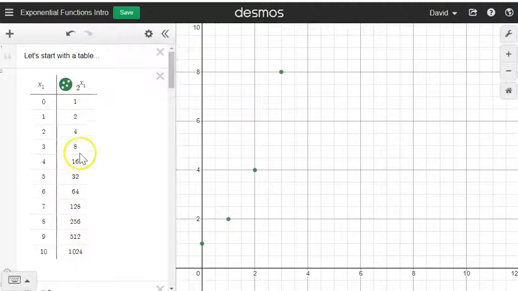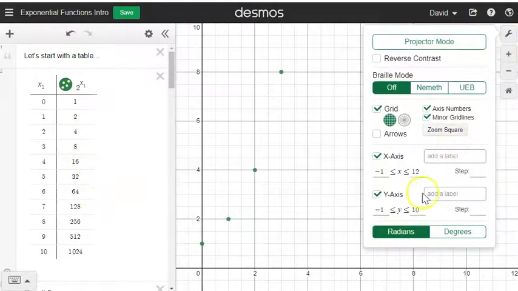And one thing to notice, either from the numbers in the table, the fact that they get big pretty quickly, or the fact that the dots are going off the screen, is that exponential functions grow pretty quickly. When I've got a fixed base, 2, and I take that number to a bunch of different powers, I'm creating an exponential function. And those things get big pretty quickly.